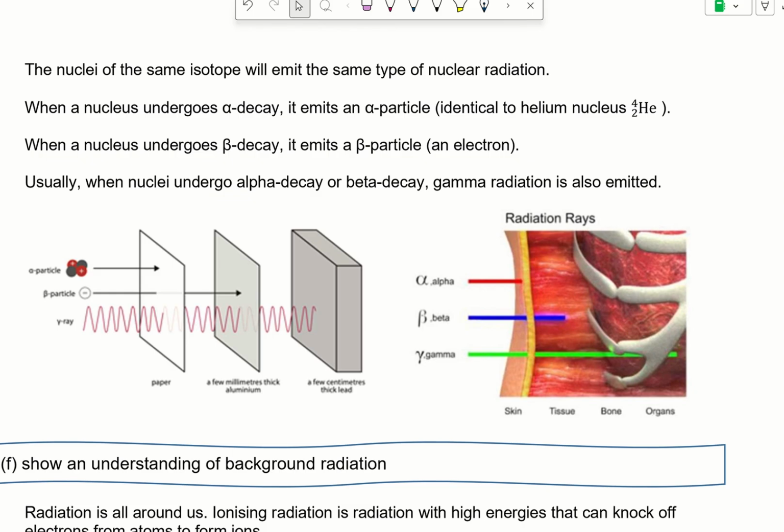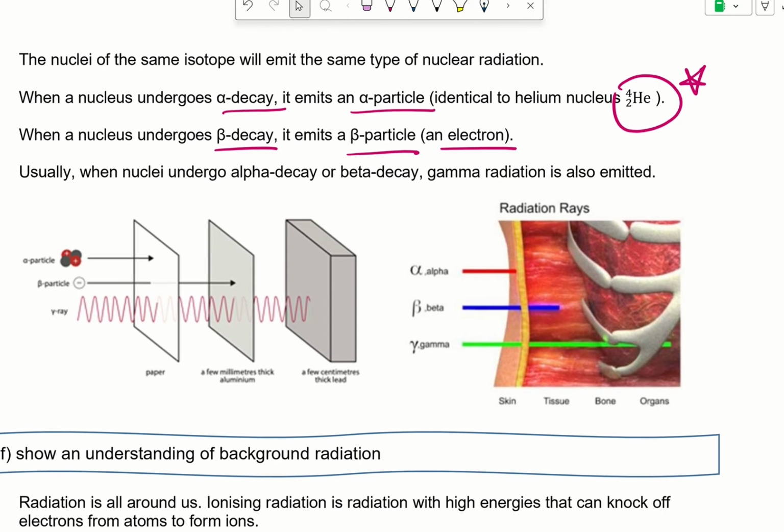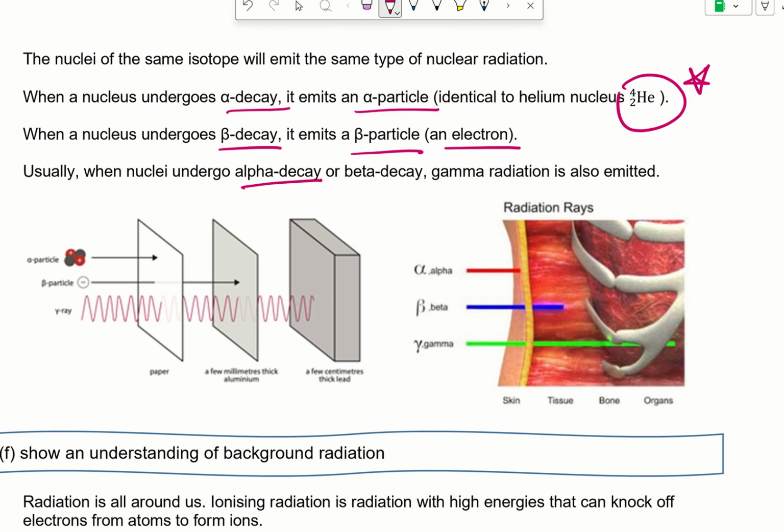So this is what we talked about just now. When a nucleus undergoes alpha decay, it emits an alpha particle. What happens if it undergoes beta decay? It will emit a beta particle, which is effectively an electron. Then when they go through either alpha or beta decay, gamma radiation is also emitted. That means a lot of energy is emitted as well.